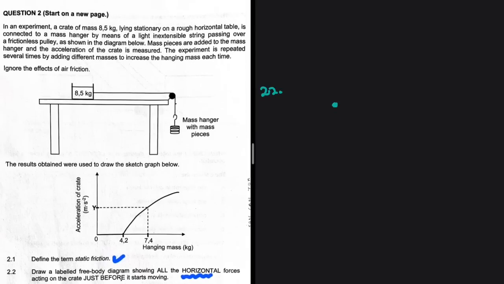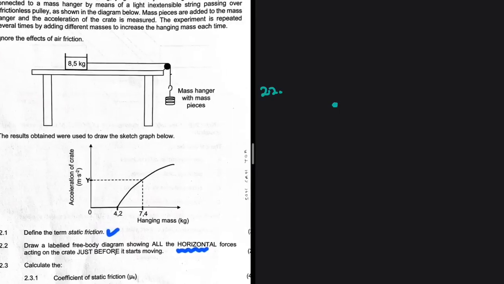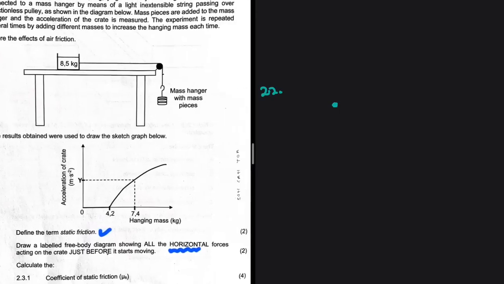Let's read through the question statement and see what is happening. In an experiment, a crate of mass 8.5 kg lies stationary on a rough horizontal table. So already we know that we are supposed to have friction, right? Because it acts horizontally. It is connected to a mesh hanger by means of a light inextensible string passing over a frictionless pulley, as shown in the diagram below. Mesh pieces are added to the mesh hanger and the acceleration of the crate is measured. The experiment is repeated several times by adding different meshes to increase the hanging mass each time. Ignore the effects of air friction. So, that is the information we have. And then we're supposed to draw a labeled free body diagram of the forces acting on the crate just before it starts moving.